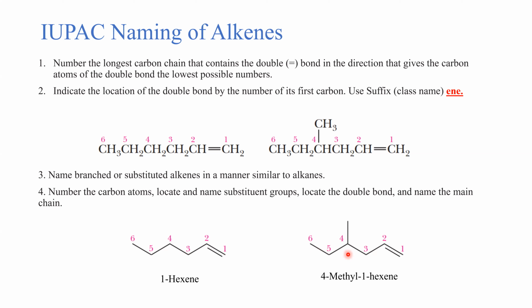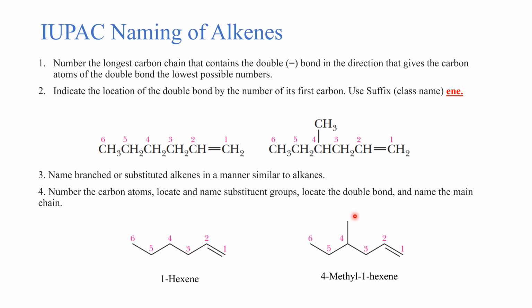So here, the first thing is, what is the parent chain name? This is 6-member. Again, we will use hex. This is the alkene class, so -ene. Now this is the double bond between carbon 1 and carbon 2. So here we will use numeral 1, right?